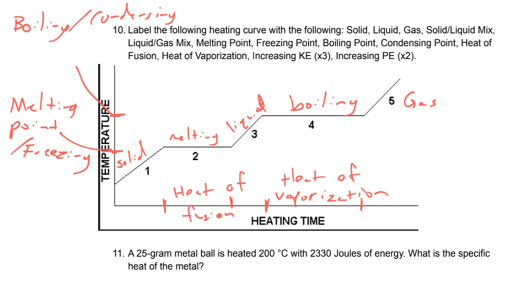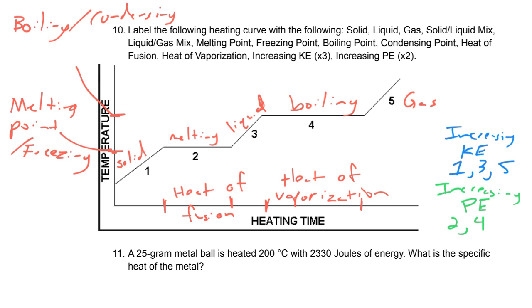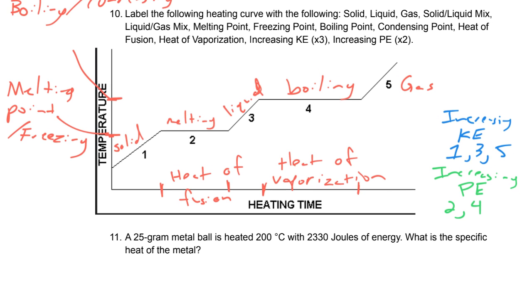Where is it increasing kinetic energy? So increasing kinetic energy, that's sections 1, 3, and 5. And then increasing potential energy, that was in sections 2 and 4. So temperature is a measurement of how much the molecules are actually moving around. So higher temperatures means the molecules are moving faster, and if anything's moving, that's kinetic energy.